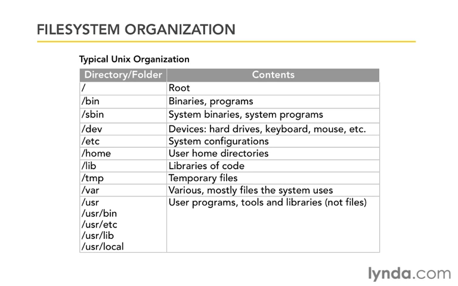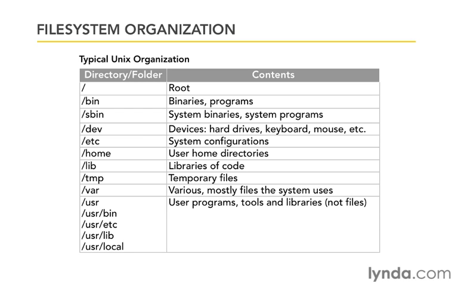So in a typical Unix organization, you have the root of the hard drive. We saw that with just simply the slash. And inside the root, there's typically several folders. Bin, which is where binaries or programs are stored. These are Unix programs, not programs like Photoshop and Microsoft Word. Those are Mac applications. These are Unix programs. SBin is for system binaries, system programs that it uses. Dev is where there are references and files for different devices like hard drives, keyboard, mouse, etc.